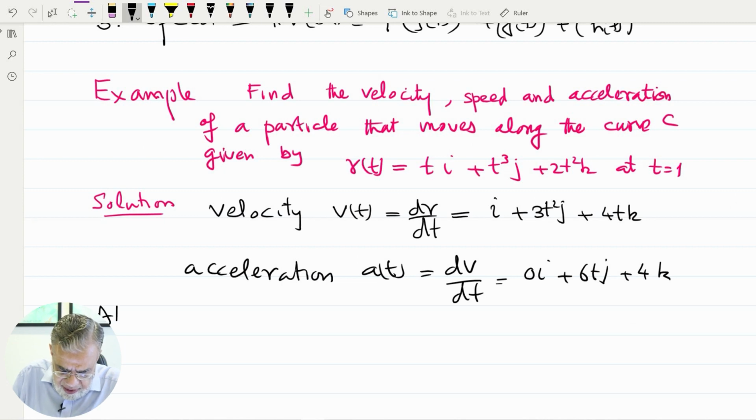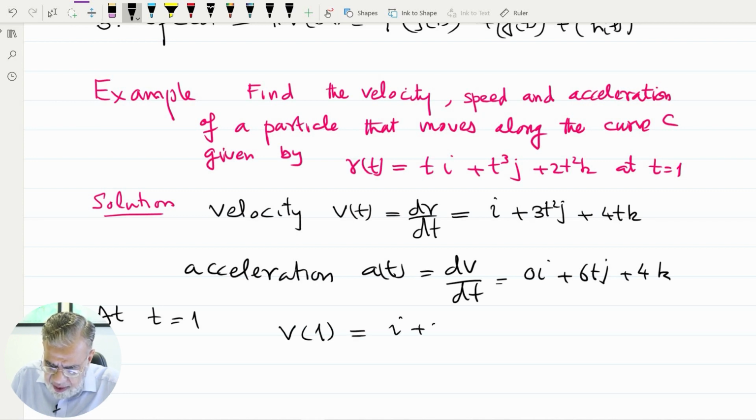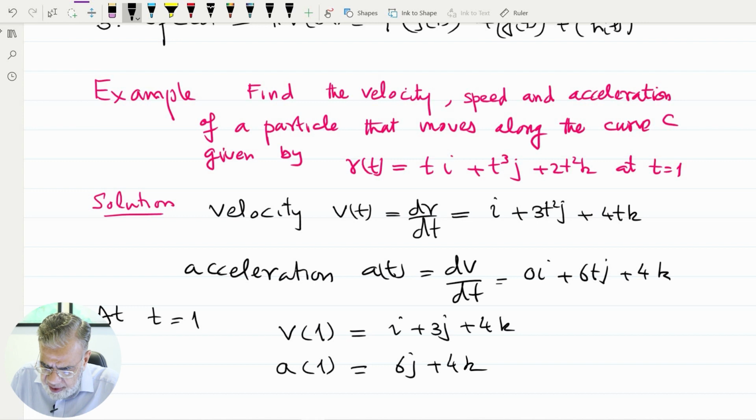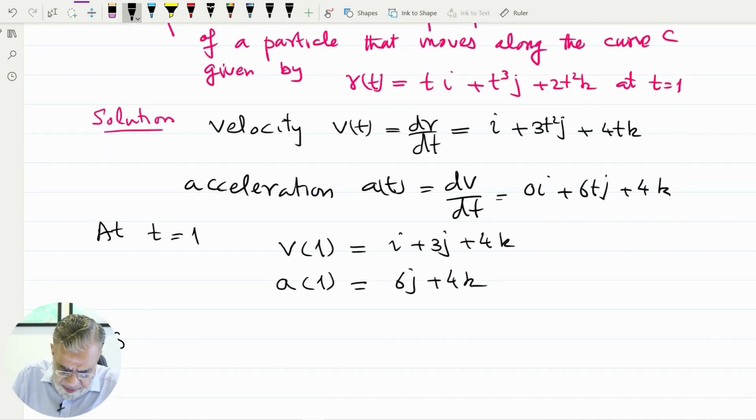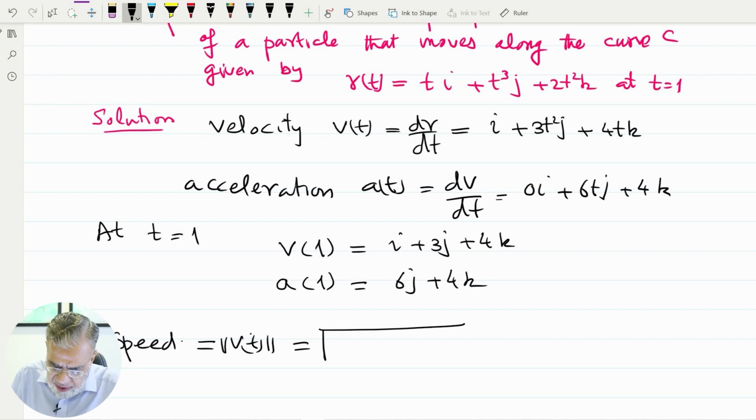Now I want to find the velocity and acceleration when t is equal to 1. When t equal to 1, v of 1 is equal to i plus 3j plus 4k, which is a vector, and the acceleration a of 1 is equal to 6j plus 4k. Now I want to find the speed. My speed is the magnitude of the velocity, equal to the magnitude of v of t, and we can write this equal to 1 squared plus 3t squared.